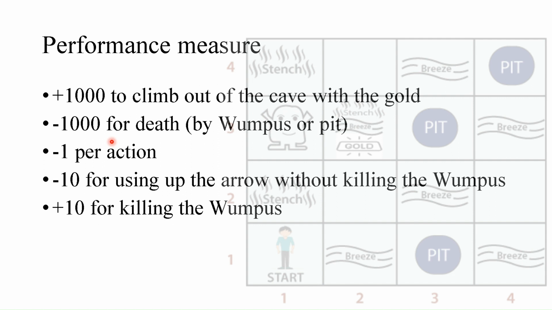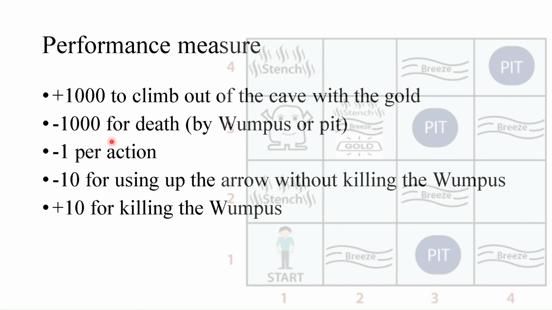We lose 1 point per action, so the goal is to finish the maze with the least amount of actions as possible. We lose 10 points for using up the arrow without killing the Wumpus. Usually in this game, the player or agent is given one arrow, and there is one Wumpus in the game. So if we kill the Wumpus, we gain 10 points.